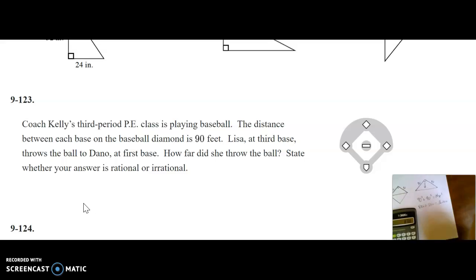And as I just showed you, to undo the square, we then take the square root. So the answer is going to be the square root of 16,200, which if I estimate that answer, because it's going to be irrational, I get approximately 127 point, let's say 3 feet is the distance from third base to first base.